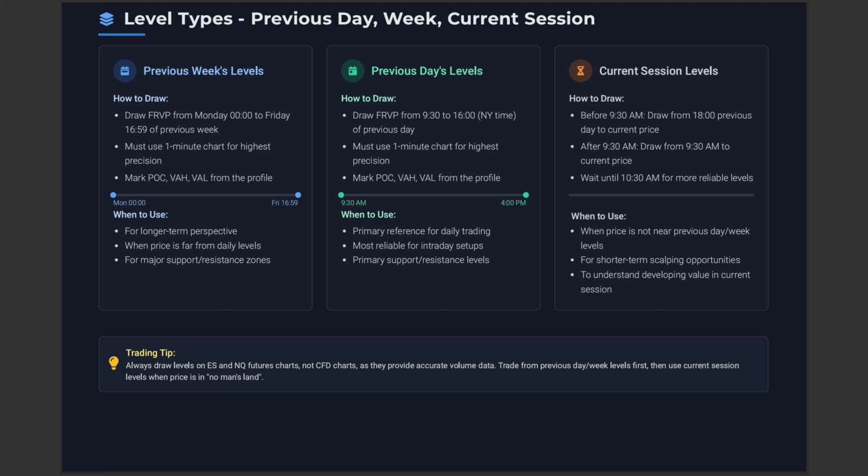Either don't trade because you're not near a significant level, or use the current session levels to find a setup. The key principle is this: you always want to be trading near a volume level. If you're in the middle of nowhere with no significant volume levels nearby, your probability of success drops dramatically. Remember, all these levels must be drawn on 1-minute charts for maximum precision, regardless of which time frame you're analyzing.